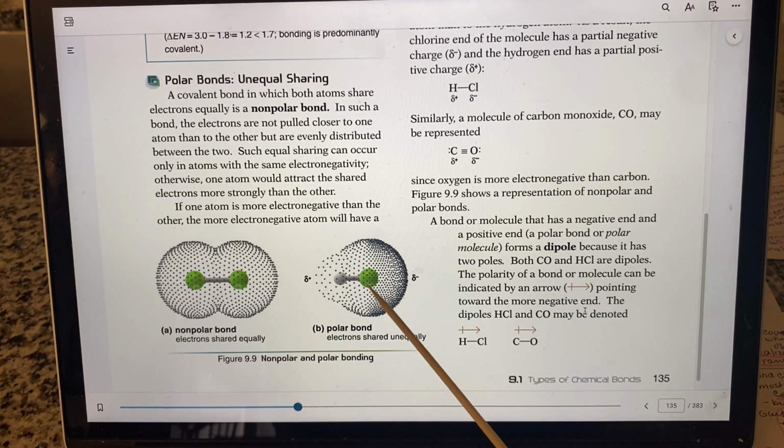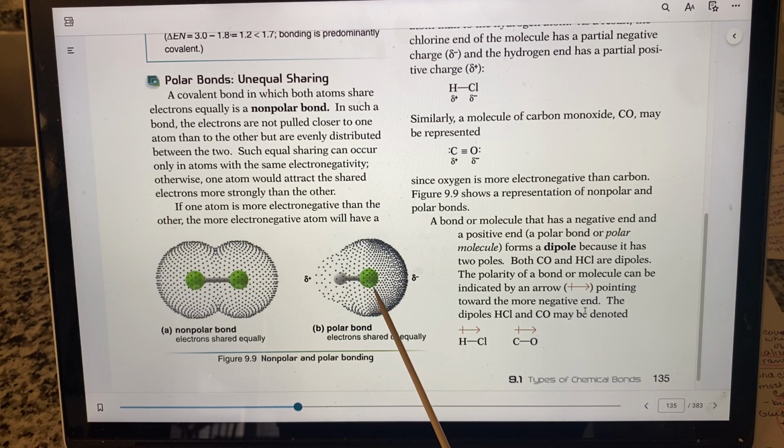So now you have two atoms here, and you see this little sign here? It looks like an S with the bottom of an 8. It looks like the top is an S and the bottom is an 8. That means partial electric charge. So this side is going to be partially electrically negative, because look at all the electrons it has over on this side, and this side is going to be partially positive.